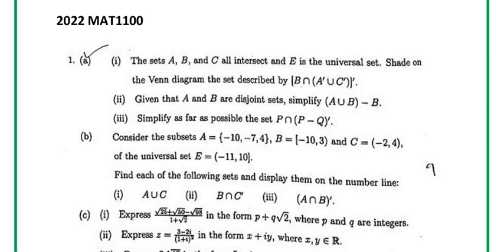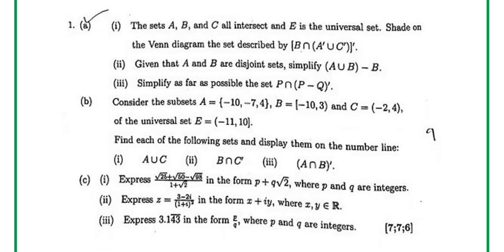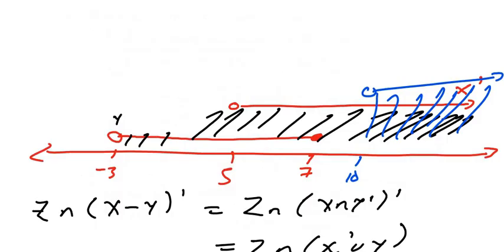The next question here is asking us to show the described set notation in a shaded Venn diagram. They want us to shade it. They're saying the sets A, B, and C all intersect. E is a universal set. So we're taking the best case scenario that they've told us here, to say these guys actually have an intersection. So this is a question that I'll be solving. You can just screenshot this. So here is what we are going to get.